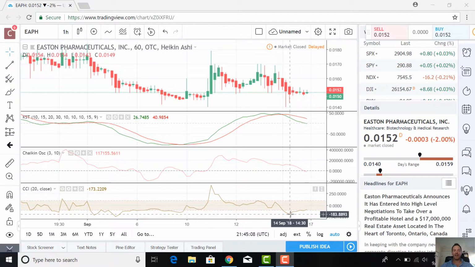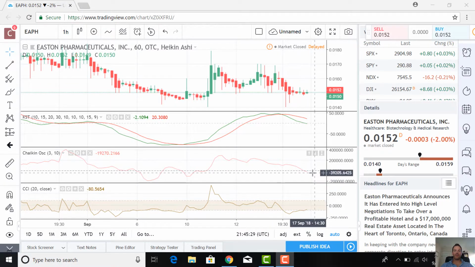And then our CCI, fresh off of a period of weakness, and now entering a little bit of positivity. If you recall, the CCI is the difference between the stock's price and its average price change. So you can see we're coming off a little period of weakness here. So period of weakness, negative cross, all of these indicators are telling us pretty much the same thing about what's going to happen in the very short term here with Easton Pharmaceuticals.